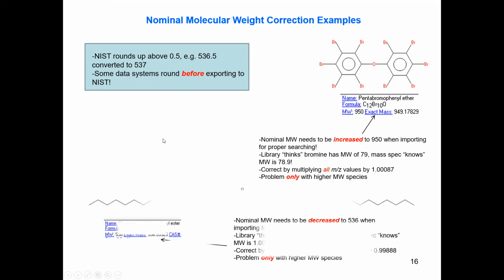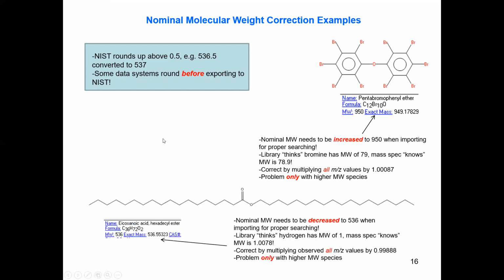Maybe an even more common one: mass spec systems and chromatography systems have gotten good. You can get big compounds off the gas chromatographic column into the mass spec. And again, the library thinks hydrogen has a molecular weight of 1, but the mass spec knows the molecular weight is really 1.0078.